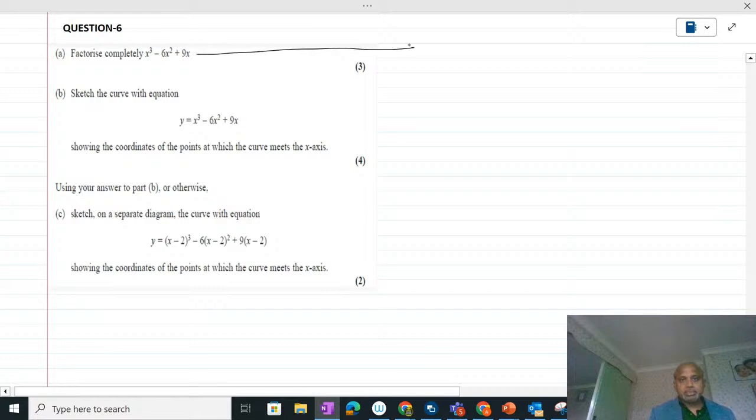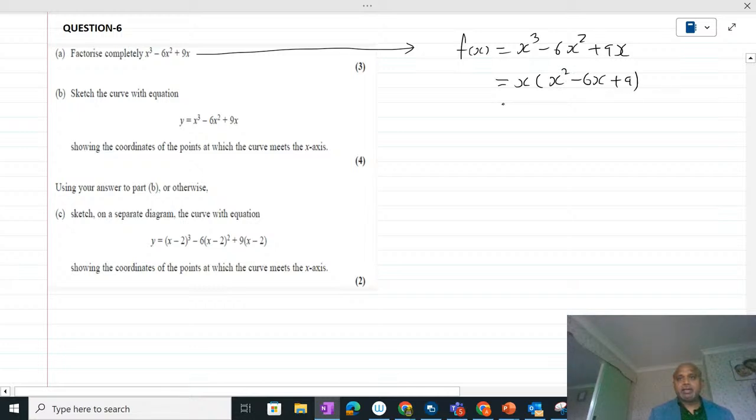So for this one, f(x) equals x cube minus 6x square plus 9x. Take x out. So it should be x times (x square minus 6x plus 9). And once you factorize it, you will get x(x minus 3) square. X minus 3 square means a repeated point. It is a cubic equation, so x equals 0, x equals 3, and another x equals 3. It means a repeated point.